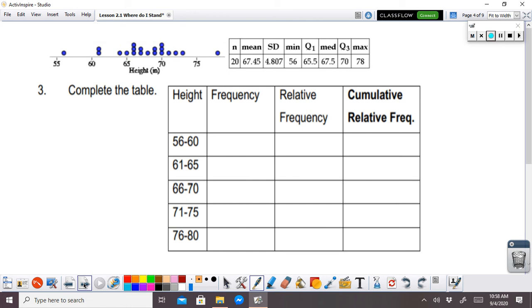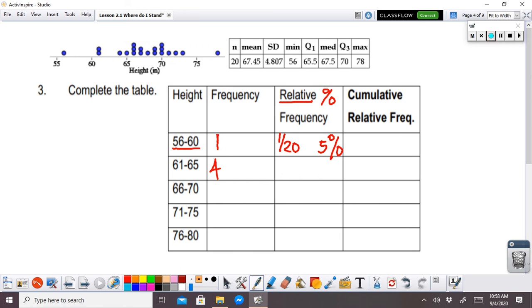Next, we're going to complete the table. All we have to do is count the points given in here. How many points are from 56 to 60? Or technically, how many points are from 60 and below? So we have only 1 point, right, at 56. And then the relative frequency, remember, the relative is the percentage. Our relative frequency there is 1 out of 20, which is 5%.